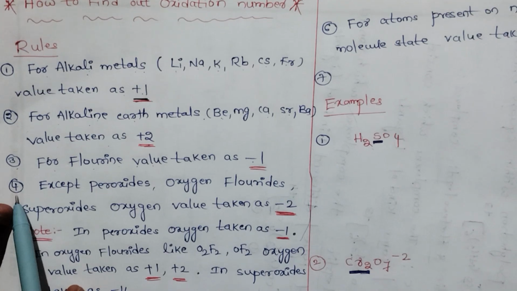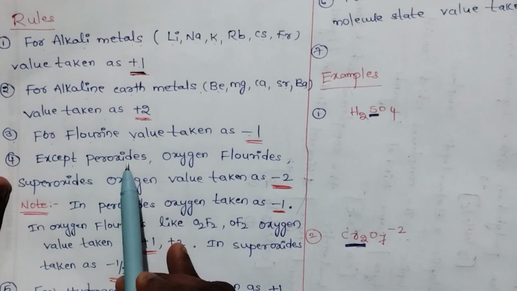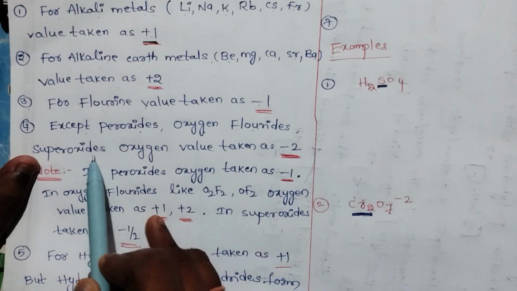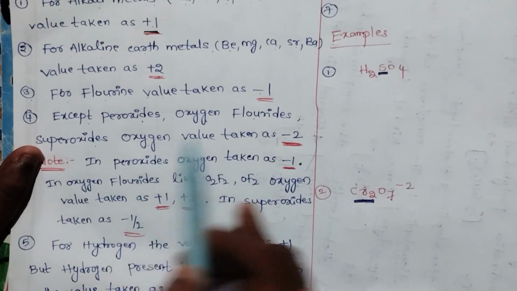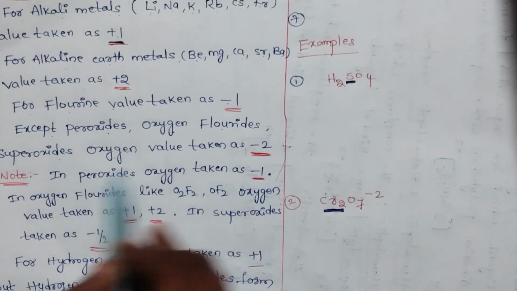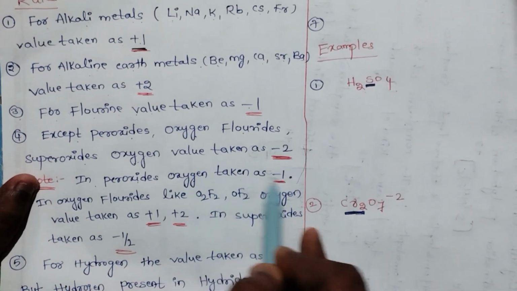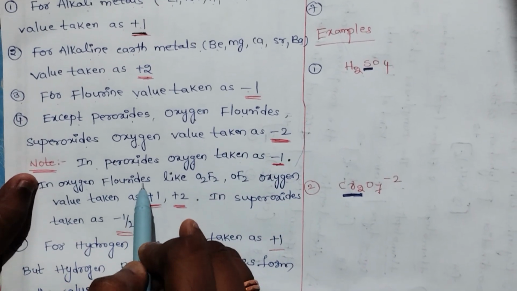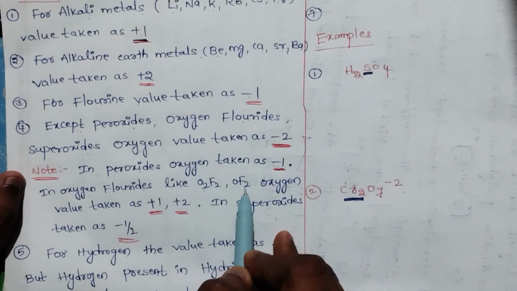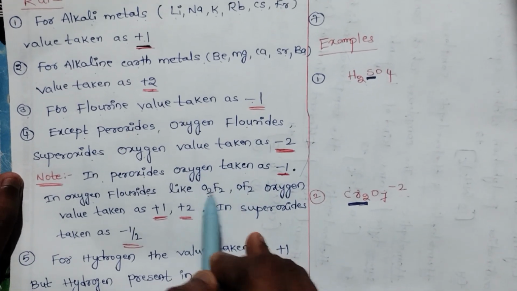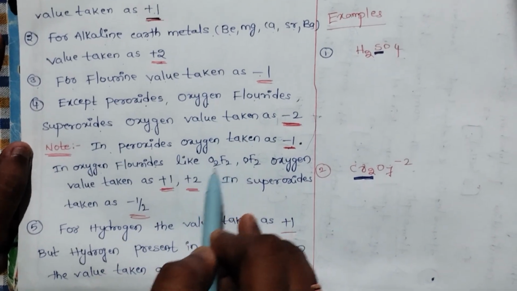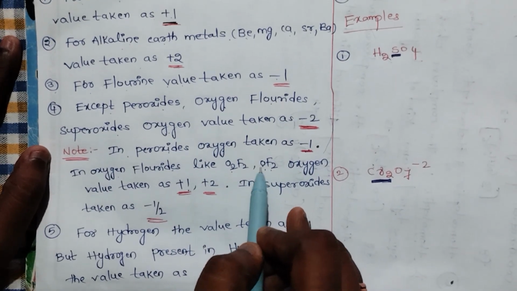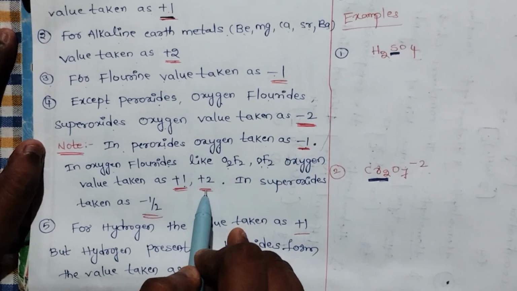The fourth rule: except in peroxides, oxygen fluorides and superoxides, the value we take for oxygen is -2. In peroxides, the oxygen value is -1. If oxygen is present in oxygen fluorides like O2F2 and OF2, then in O2F2 the oxygen is taken as +1, and in OF2 the oxygen value is +2.